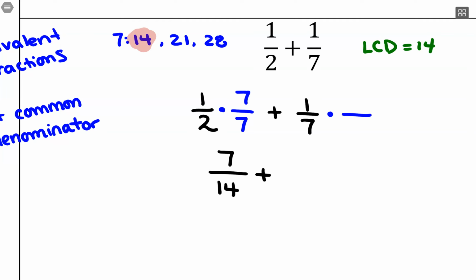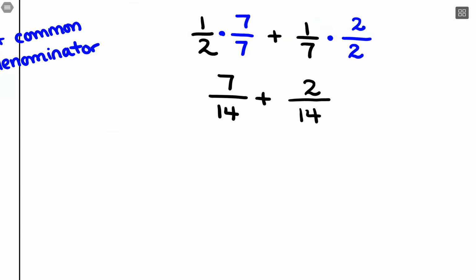And now I have my equivalent fraction, something that's actually equal to 1/2. It's just in this new form, so I see that denominator of 14. Then I'm going to do the same thing over here. I want a denominator of 14, so I need to multiply the denominator by 2. 7 times 2 is 14. And whatever I multiply the denominator by, I also need to multiply the numerator by that same number. So 1 times 2 is 2. So 2/14 is equivalent to 1/7, but now we have our denominator of 14.